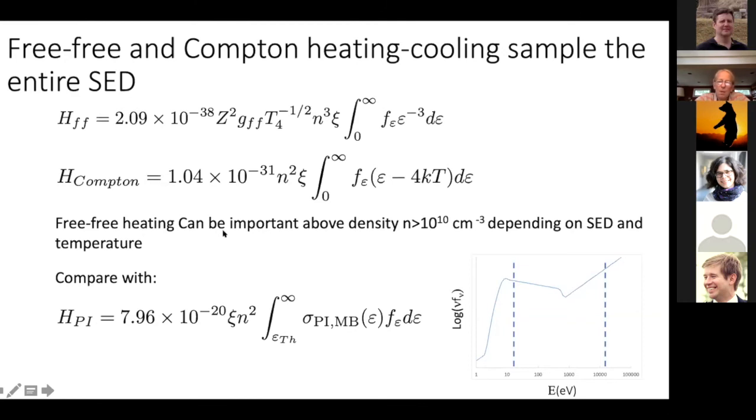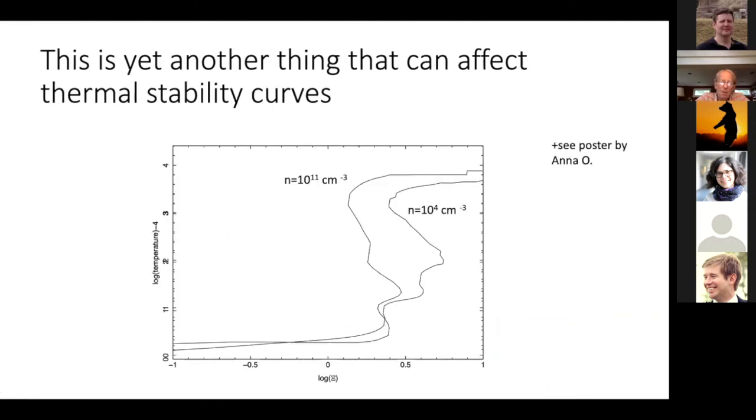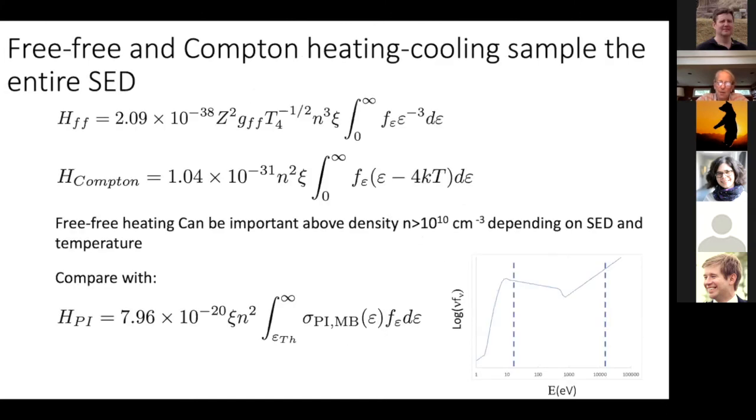So you really have to be careful when you look at this, and so for example, at high density, the free-free heating becomes important and changes the shape of these thermal instability curves in a qualitative way. And this is something that requires not just careful treatment of the physics, but also thinking about what is the very soft end of this spectrum.